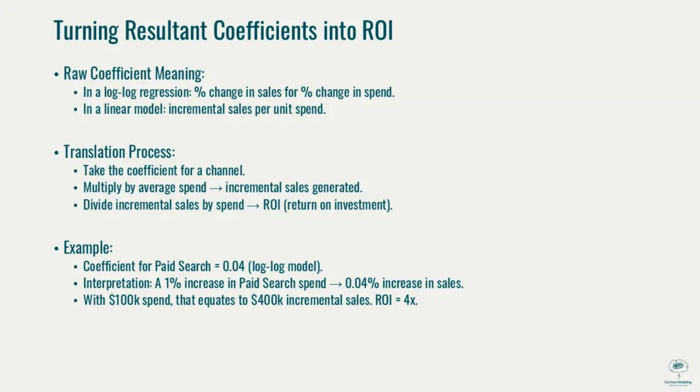For example, let's say your coefficient for paid search in a log-log model is 0.04. The interpretation is that a 1% increase in paid search spend is about a 0.04% increase in sales. So with a $100,000 spend, that equates to $400,000 in incremental sales, with an ROI of 4x.